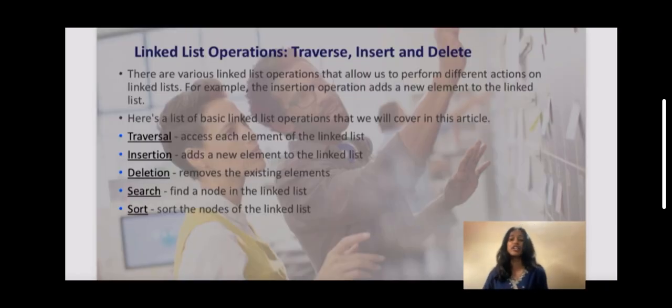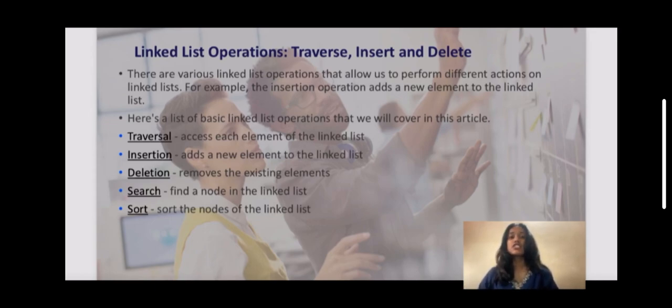Now, what are the operations we can perform in the linked list? That is traverse, insert and delete. So there are various linked list operations that allow us to perform different actions on the linked list. For example, the insertion operation adds a new element to the linked list. So here's a list of basic linked list operations that we will cover in this article. First, traversal. That means you're going to access each element in the linked list. As I said, you can traverse only in one direction.